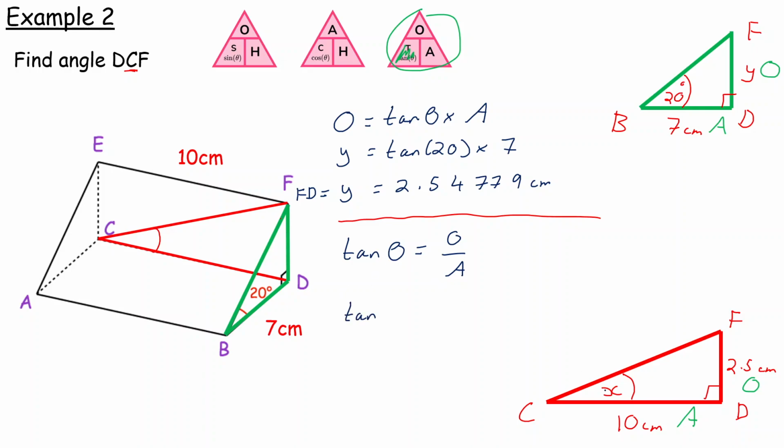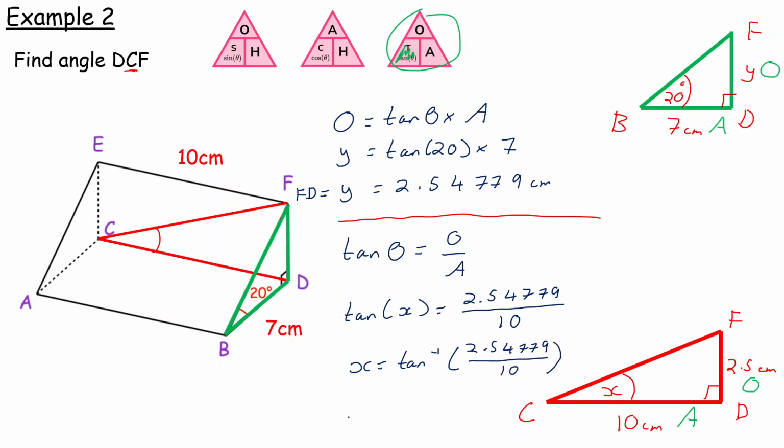So tan of the angle, well, the angle is what I'm trying to find, which is x, is equal to the opposite side, which is 2.54779. And I divide that by the adjacent side, which is 10. Again, I'm trying to find the angle. So with trigonometry, this is where I do the inverse function. So tan inverse of 2.54779 over 10.